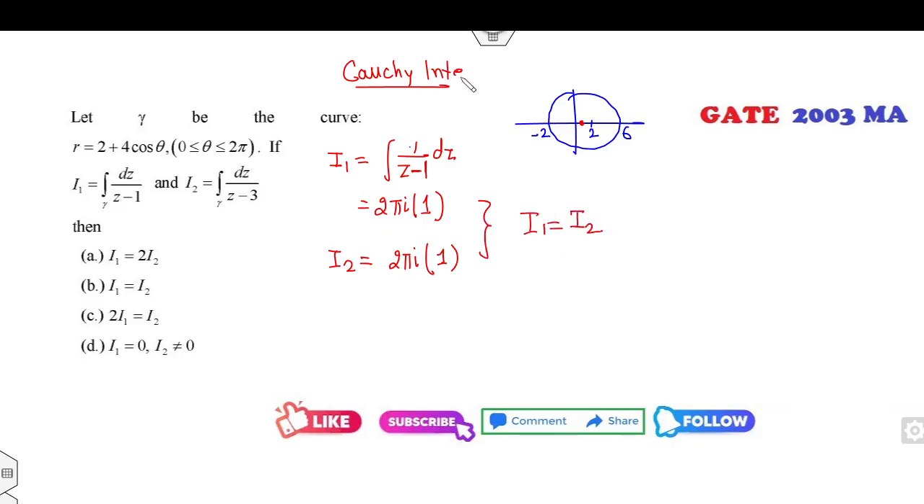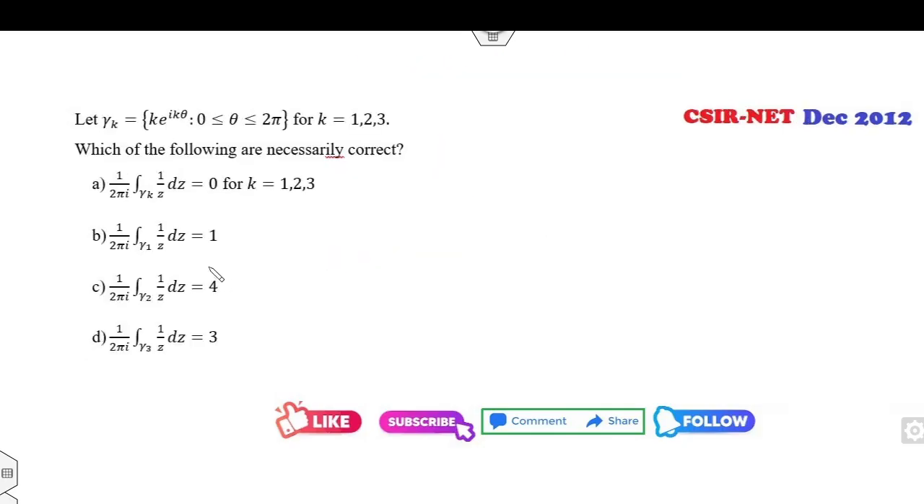Either you can apply the Cauchy integral formula, or you can solve the problem by the residue theorem, which we will discuss in the theory class in the next lecture. You can also apply the argument principle for this particular case. So the right answer is B.